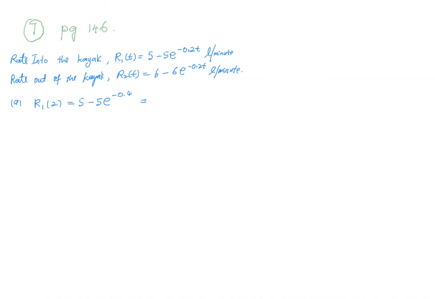Okay, part A is 1.65 liter per minute. Okay, R2(t) is 6 minus 6e to the power. Oh, I wrote it wrongly. This one should be 0.1, huh? Negative 0.1t, negative 0.2. So this one, the answer will be 1.09.